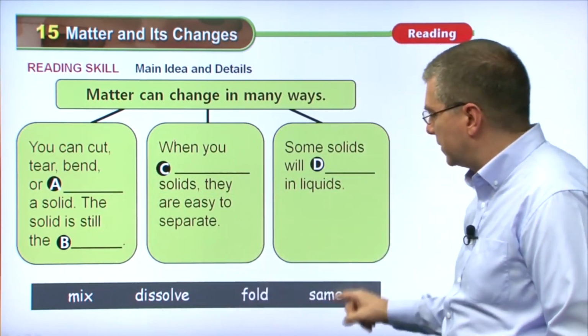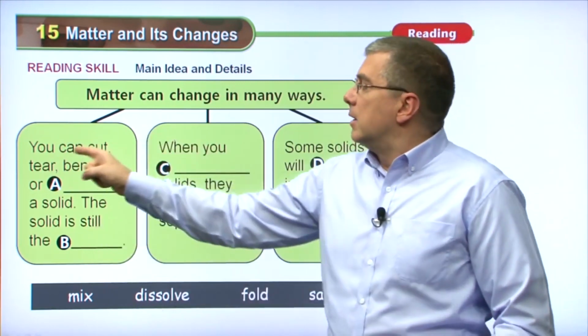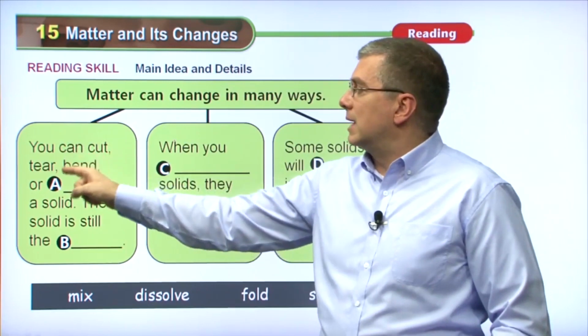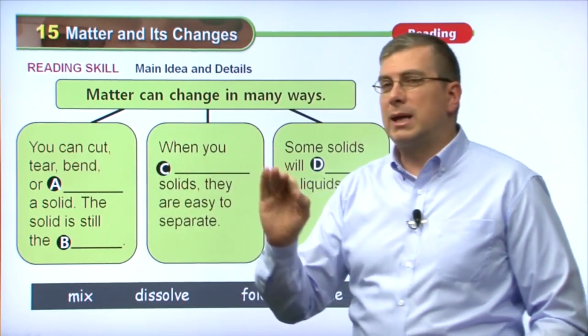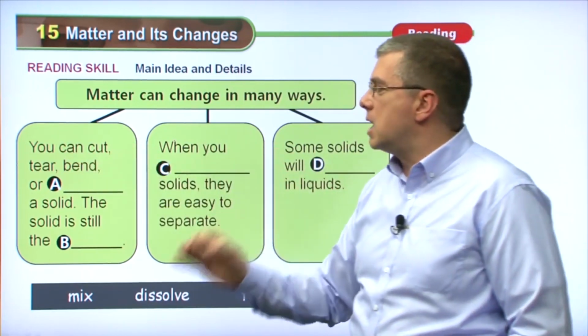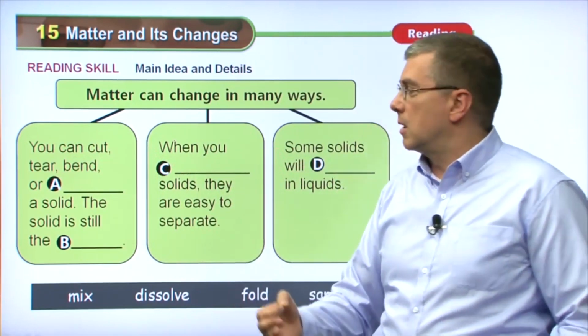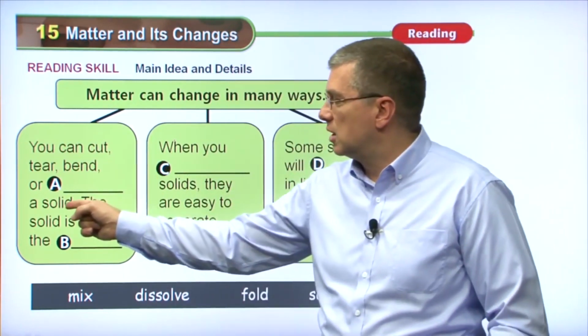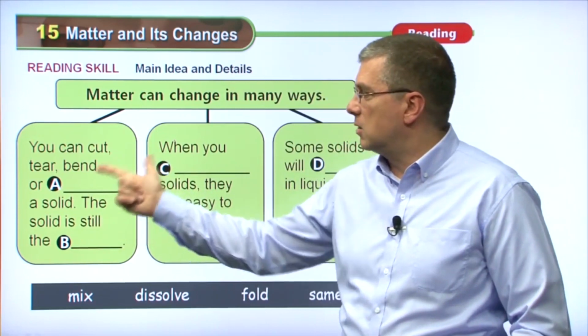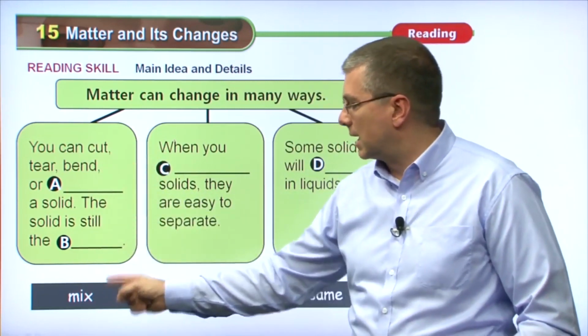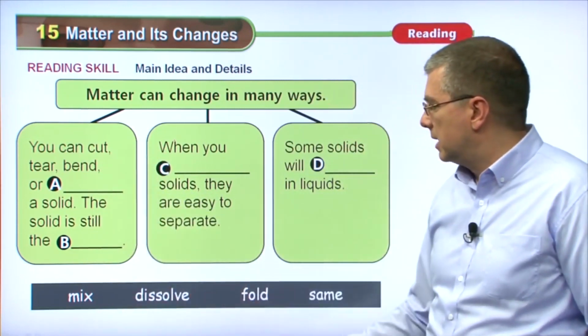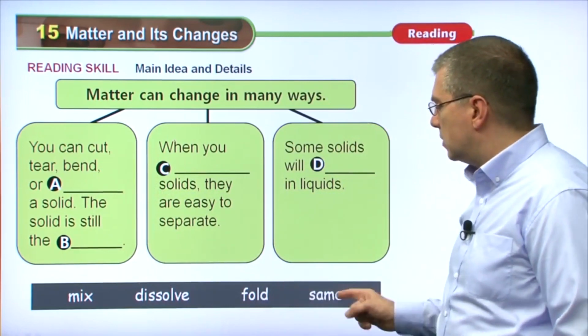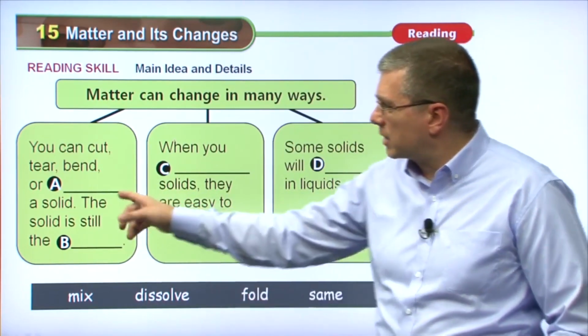Mix, dissolve, fold, same. Coming back here. Starting off, we can cut, we can tear, we can bend, or we can do something else. So what's another method that we can use to change a solid? You can cut it, you can tear it, you can bend it. What else can you do to it? Can you mix it? Can you dissolve it? Can you fold it? Can you do the same? Well, you can do a couple of things. We have to continue reading.